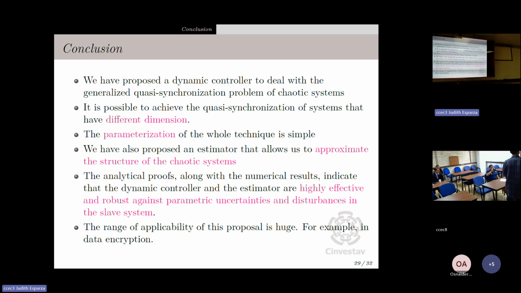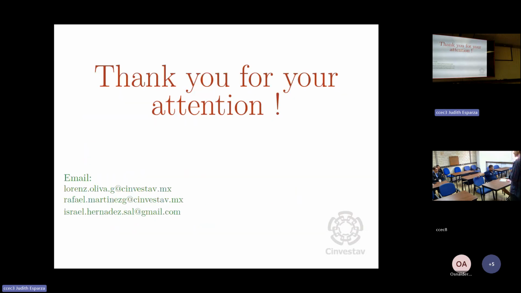In conclusion, we propose a dynamic controller that does not depend on the structure of the system, that achieves quasi-synchronization in chaotic systems with different dimensions. The parameterization of the whole technique is simple, straightforward. The analytical proof supports these results, and along with the numerical results indicates that the dynamic controller and estimator are effective, robust, and so on. The range of applicability of this proposal is huge, for example, data encryption, signal encryption. So thank you so much.